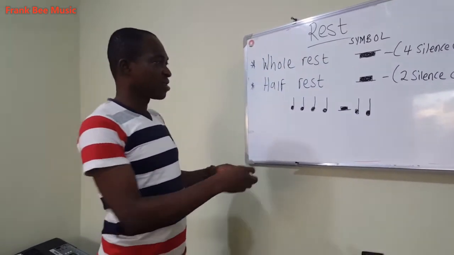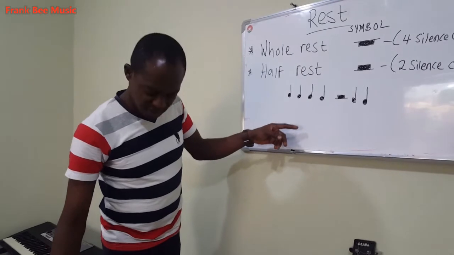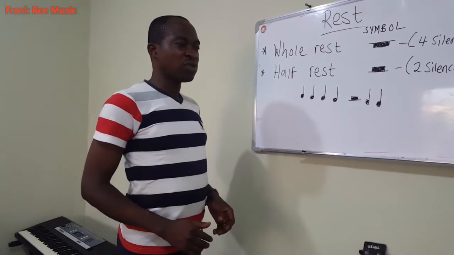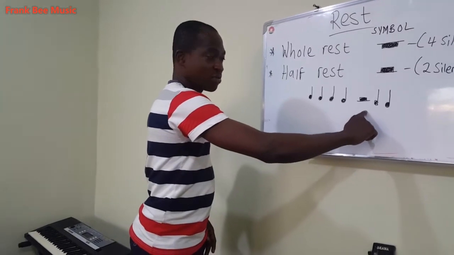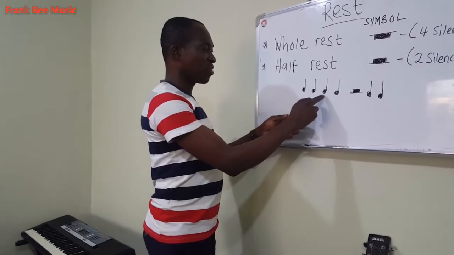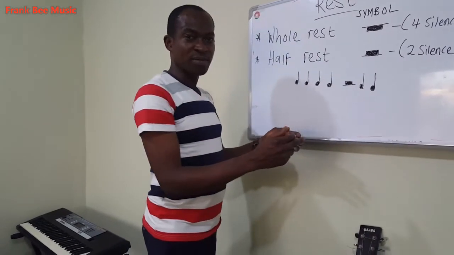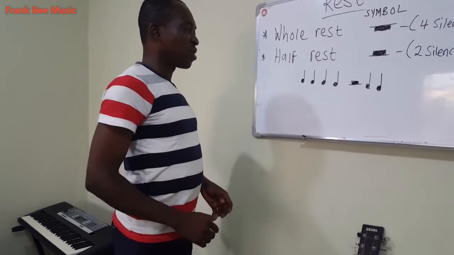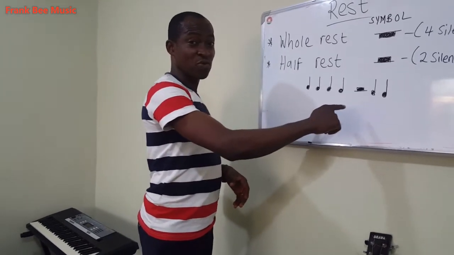So for instance, let's play this or let's clap this. So when you are clapping this, it will go like this. 1, 1, 1, 1, 1, 2, 1, 1. So have you seen the rest, how we rested here? So one more time. 1, 1, 1, 1. You then rest. 1, 2, 1, 1. Let me clap it one more time. 1, 1, 1, 1. 1, 2, 1, 1. So that's how the rest works.